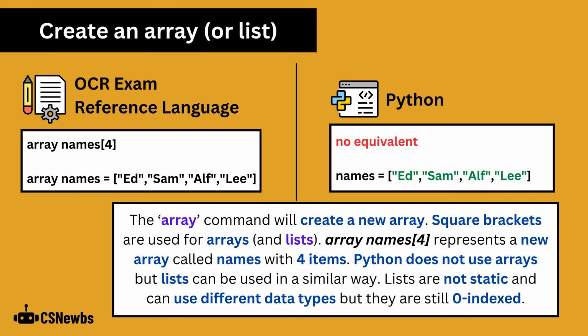Square brackets are used for arrays and also lists. Array names(4) represents a new array called names with 4 items. Python does not use arrays, but lists can be used in a similar way. Lists are not static and they can use different data types, but they are still zero indexed.